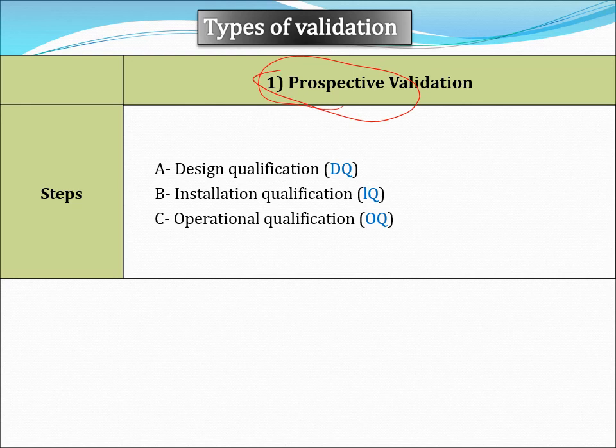This prospective validation includes design qualification. You are designing and selecting the equipment before starting the production process, before starting the production line. You are installing also the equipment, receiving it from the vendor and installing it. And then you are trying it also, you will make sure that it is working, you will train the personnel, you will make the SOP.